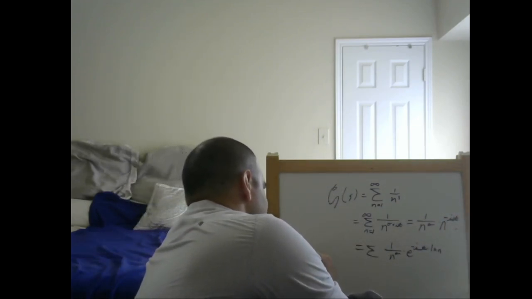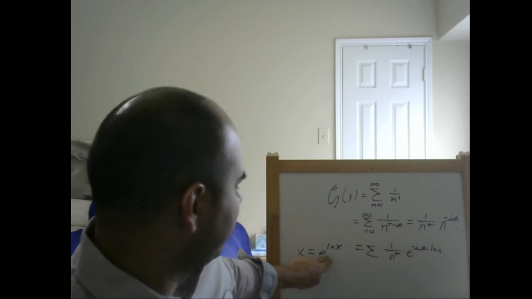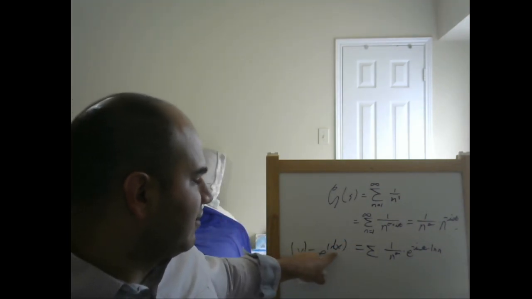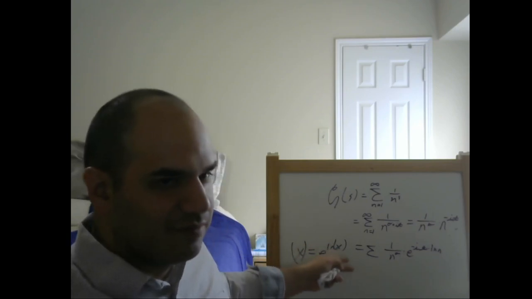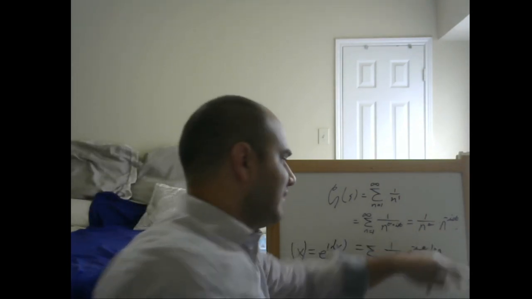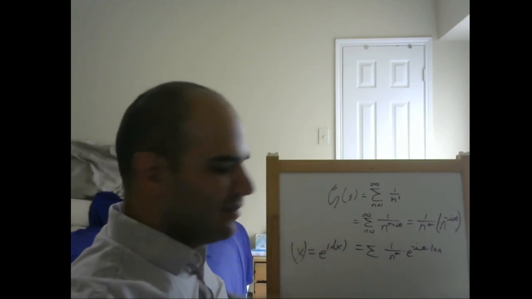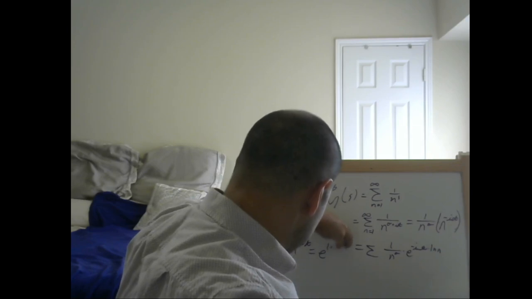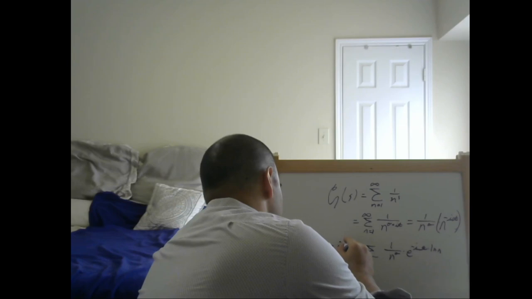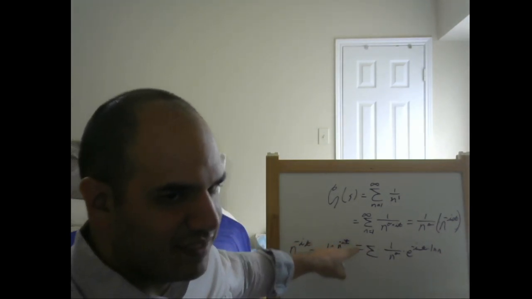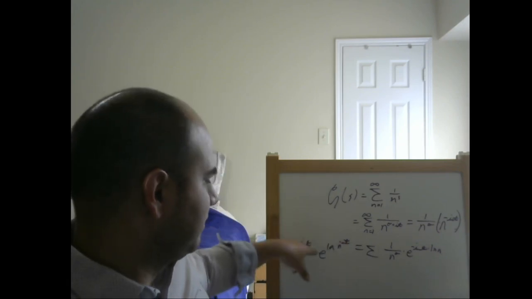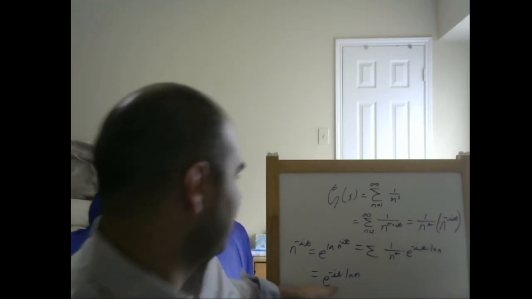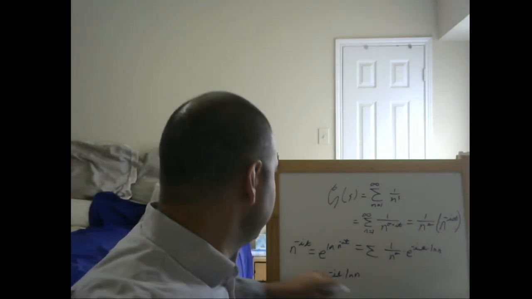But because these are inverse operators of each other, you can take this and put it up here as e to the natural log of whatever this is, and these two will cancel each other, right, unless you don't want them to. So in this case, this is the thing that gets put up here. We get e to the natural log of n to the minus it. But with the logarithm, the exponent can come down in front. So we get e to the minus it times the natural log of n. Right? So that's what we have over here.